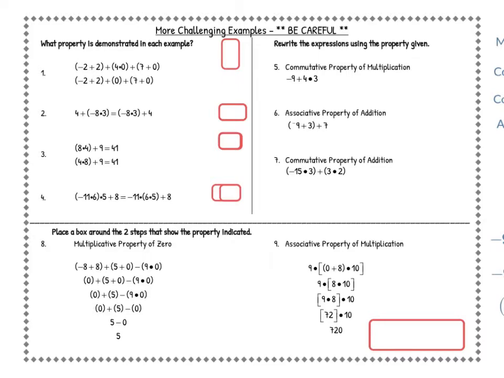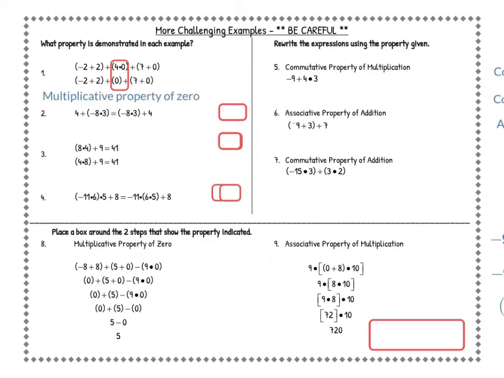So I have to figure out what's changing between line 1 and 2, and then what property that represents. In the first problem, the thing that is changing is that in the original problem, I have 4 times 0, and in the second line, 4 times 0 has become 0. So I know if I'm multiplying something times 0, that's the multiplicative property of 0.